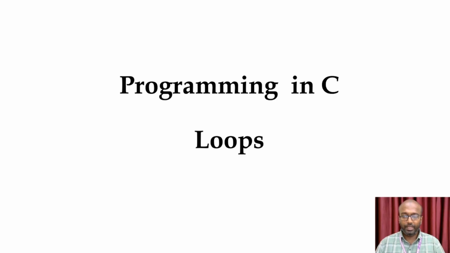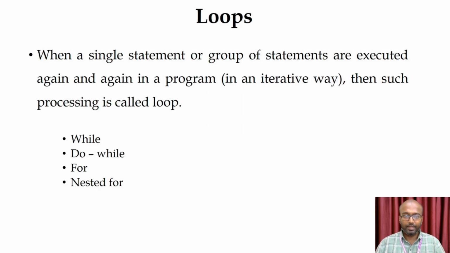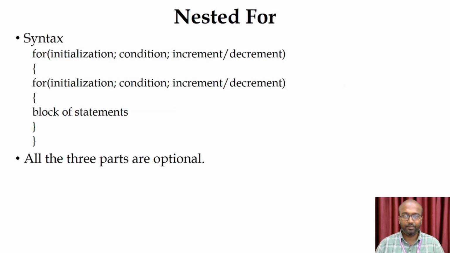Good day everyone. Today let's discuss loops in C, in particular the nested for loops. When a single statement or group of statements is executed again and again in a program in an iterative way, such processing is called a loop. While, do while, for and nested for are loops in C.